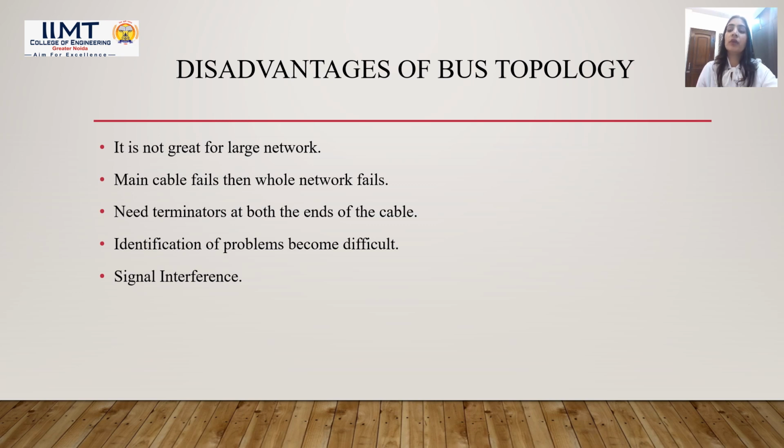Next is identification of the problem is difficult. At the time of transmitting data or any information, all the nodes are available. Next is signal interference. If two nodes send data simultaneously, then the signals of both the nodes collide with each other.